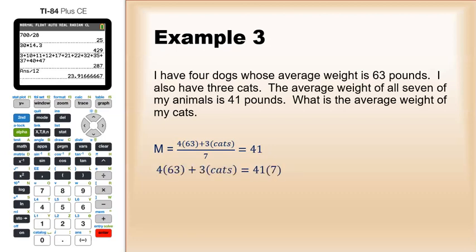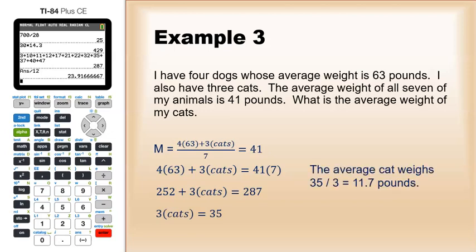If I multiply both sides of the equation by 7, do a little algebra, I get 4 times 63 plus 3 times the average weight of the cats is equal to 41 times 7. That simplifies to 252 plus 3 times the average weight of the cats equals 287. Subtract 252, and then divide by 3. We find the average cat weighs 11.7 pounds.